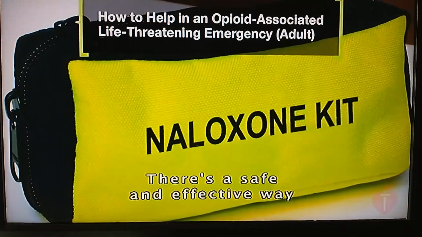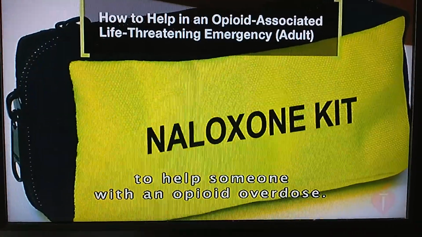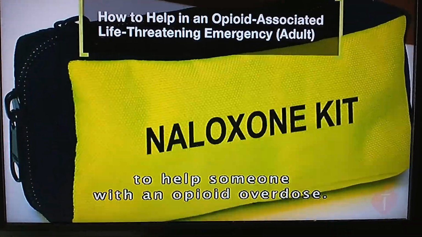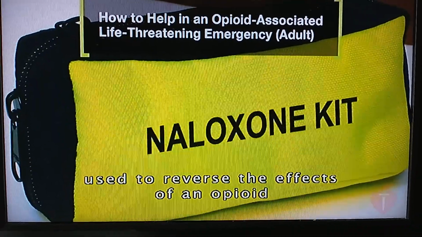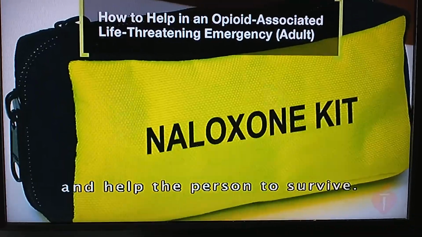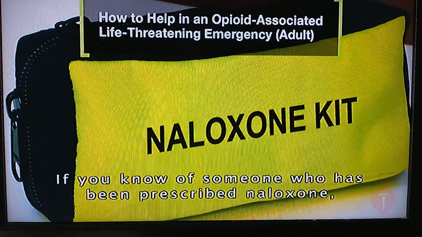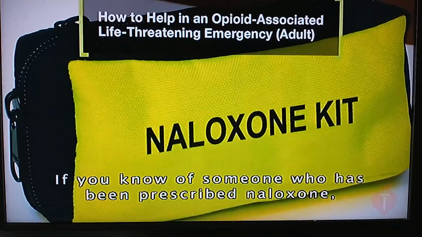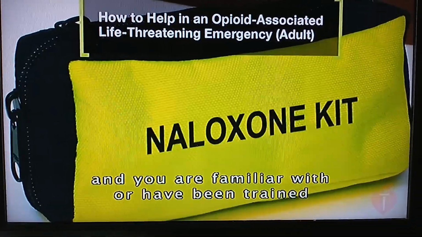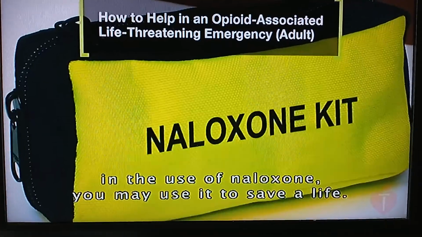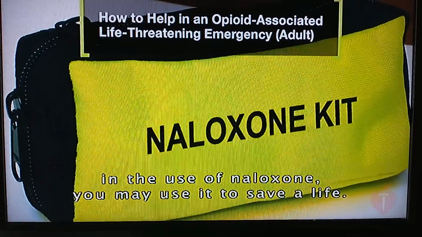There's a safe and effective way to help someone with an opioid overdose. Naloxone is a medication used to reverse the effects of an opioid and help the person to survive. If you know of someone who has been prescribed naloxone, and you are familiar with or have been trained in the use of naloxone, you may use it to save a life.